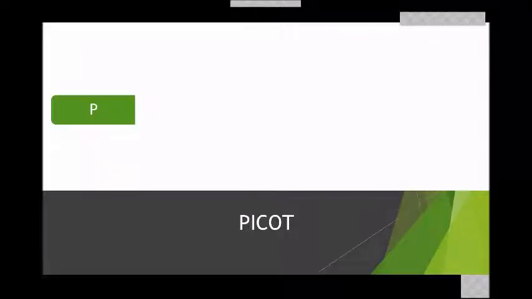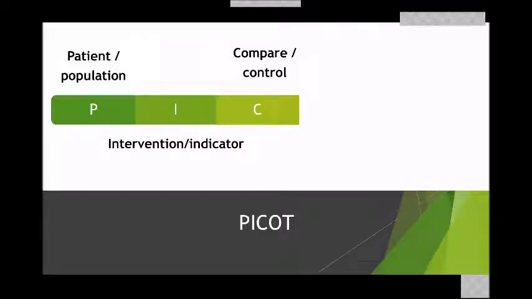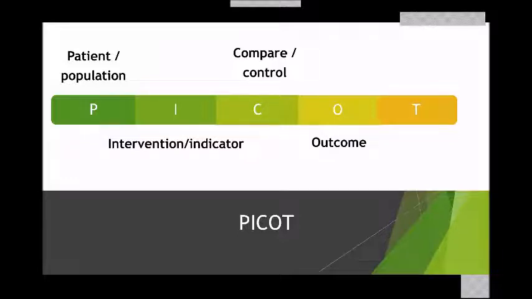PECOT: P means either population or patient, I means either indicator or intervention, C means comparison or control, and O is the outcome. Finally, T indicates either the time of the study, or if there is no specific time, then it indicates the type of the study.